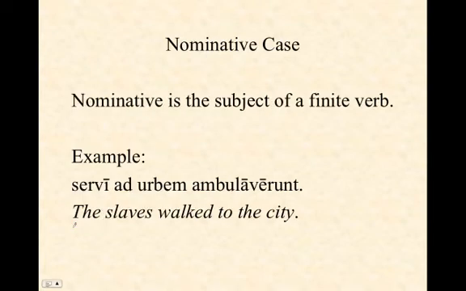Now this brings us to the nominative. When you do want to add an actual subject to your finite verb, you need to use the nominative case form. So if I add that the slaves walked to the city, it's servi ad urbem ambulaverunt, and we must use the nominative form of the noun. And since the verb is plural, we use the nominative plural long I ending.